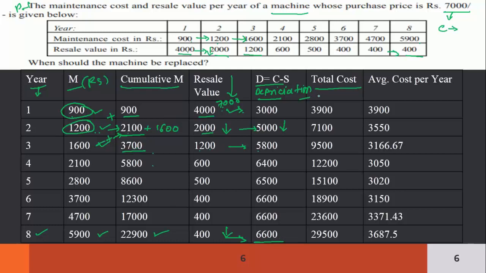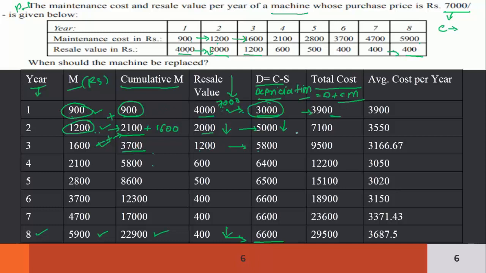Now the next column is the total cost. Total cost is how much money we are losing while buying and operating this particular machine. So total cost is the total depreciation plus the total cumulative maintenance. For the first year, the depreciation is 3000 and the cumulative maintenance is 900. Cumulative maintenance is also rupees we are investing, and depreciation is also rupees we are investing. So both add up, 900 plus 3000, which becomes 3900.